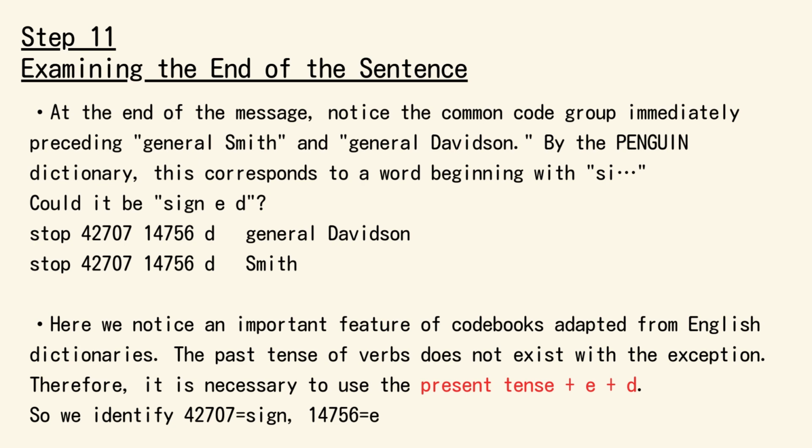Step 11. Examining the end of the sentence. At the end of the message, notice the common code group immediately preceding General Smith and General Davidson. By the Penguin Dictionary, this corresponds to a word beginning with "si." Could it be "signed"? Here we notice an important feature of codebooks adapted from English dictionaries. The past tense of verbs does not exist, with exceptions. Therefore, it is necessary to use the present tense plus E plus D. So we identify 42707 equals "sign," 14756 equals E.